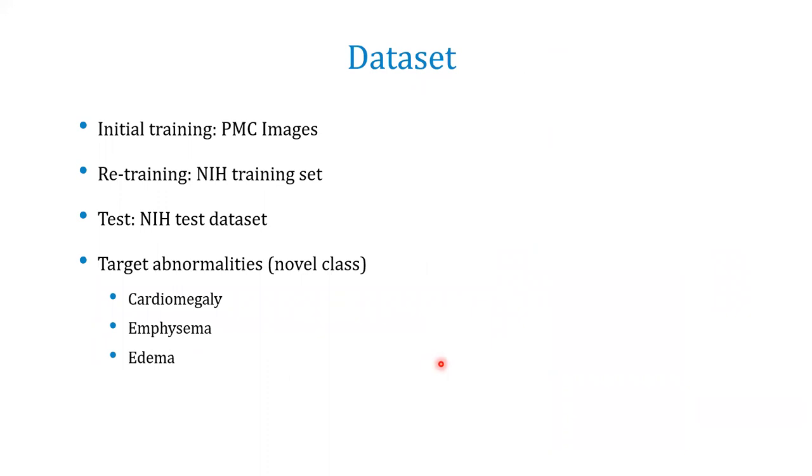So the performance, as I mentioned before, is evaluated only on the novel classes. Overall, the initial training of the classifier is performed using the PubMed Central images. The retraining is performed using the images from the NIH training set, and the test or the inference has been performed using the NIH chest X-ray test data set. And the target abnormalities or the novel classes are cardiomegaly, emphysema, and edema.